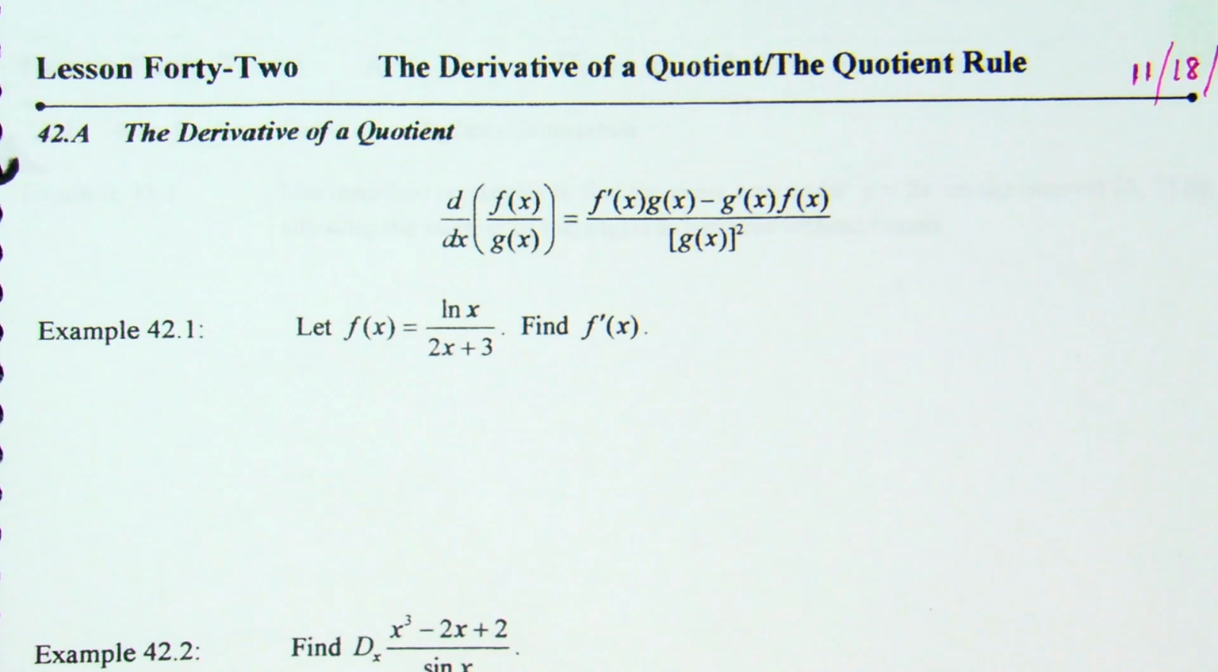Lesson 42, the derivative of a quotient, the quotient rule. It is a little more complicated. So what do we already know?